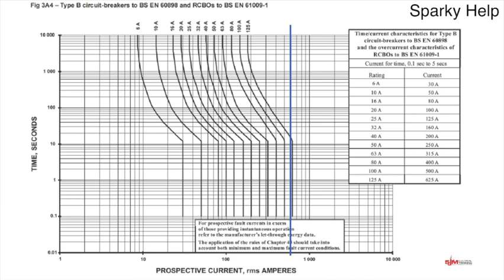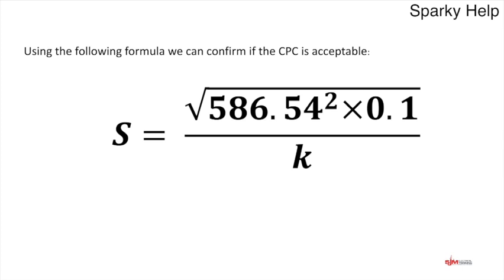What time does it disconnect in? Well, if we look at the 200 and we go up here, we can see that it goes in 0.1 of a second. So it's what's known as an instantaneous disconnection as far as the regs are concerned, and that is our disconnection time, 0.1 of a second. Obviously, if you had something smaller, you may well get a different time, but on circuit breakers, we should always pretty much be around that sort of mark. We can then put this into our formula, 586 squared times 0.1. That leaves one more thing to find, the K value.